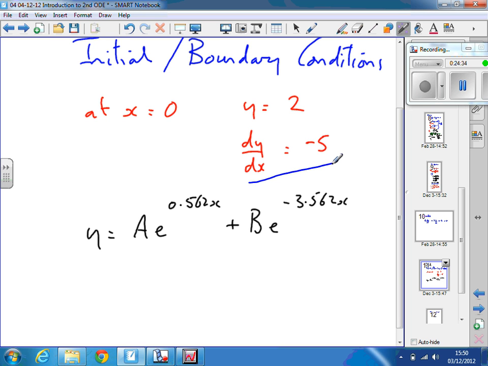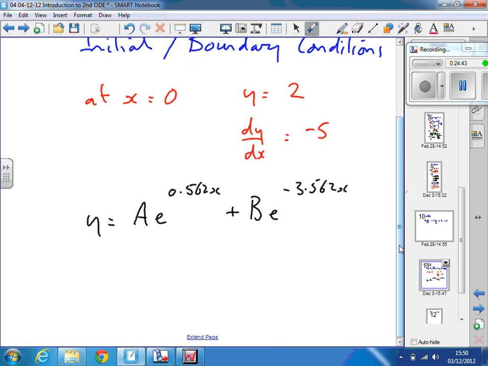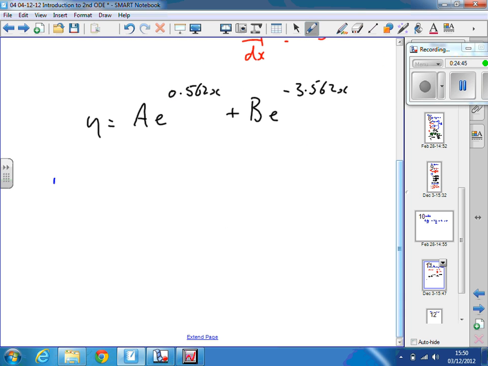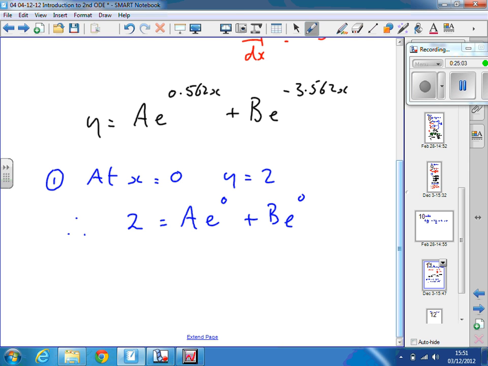The first one's easy enough because it says at x equal to 0, y equals 2. So therefore 2 equals A e to the 0 plus B e to the 0, because when x equals 0, the whole exponent is 0, isn't it?